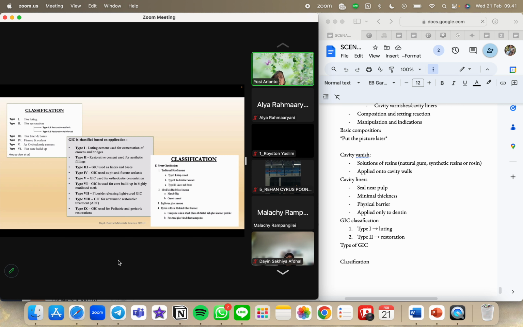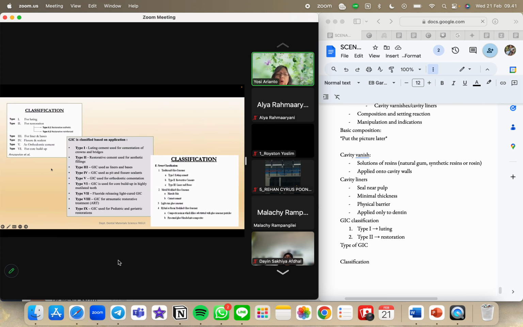and the aesthetical condition is very nice, nicer. Yeah, and also the poly curing. So the setting time is more acceptable, yeah, quicker than the real glass ionomer. Okay.